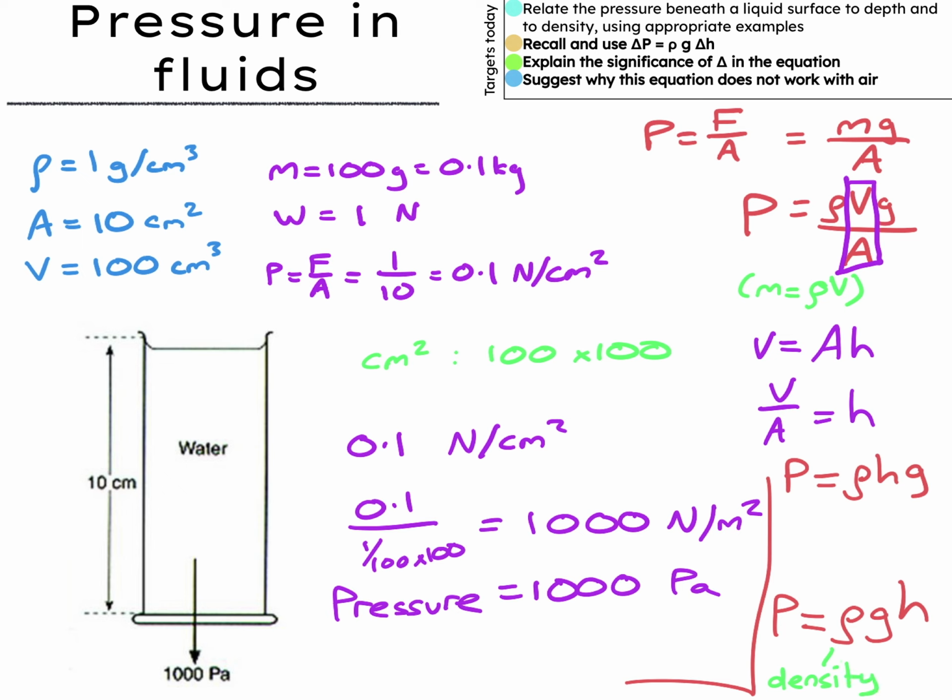Now, I think that's quite amazing, really. To find the pressure underwater, you don't need to know how much water there is, you just need the depth and the density. The area doesn't matter. That's not the whole picture, though. It's not even the whole equation.